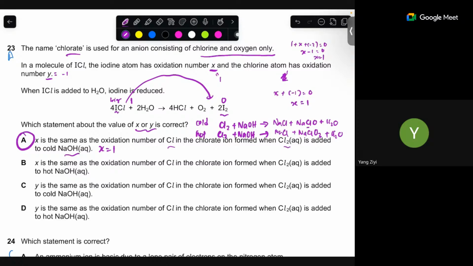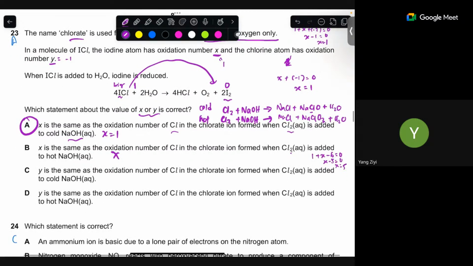Correct. Okay, if we follow this one, then it's going to be 1 plus X minus 6 equals 0. X minus 5 equals 0. X equals 5, which is incorrect. Y is the same oxidation number. Okay, if it is going to be the same, cannot be, because Y is -1. This one cannot be also. Okay, so answer is A.